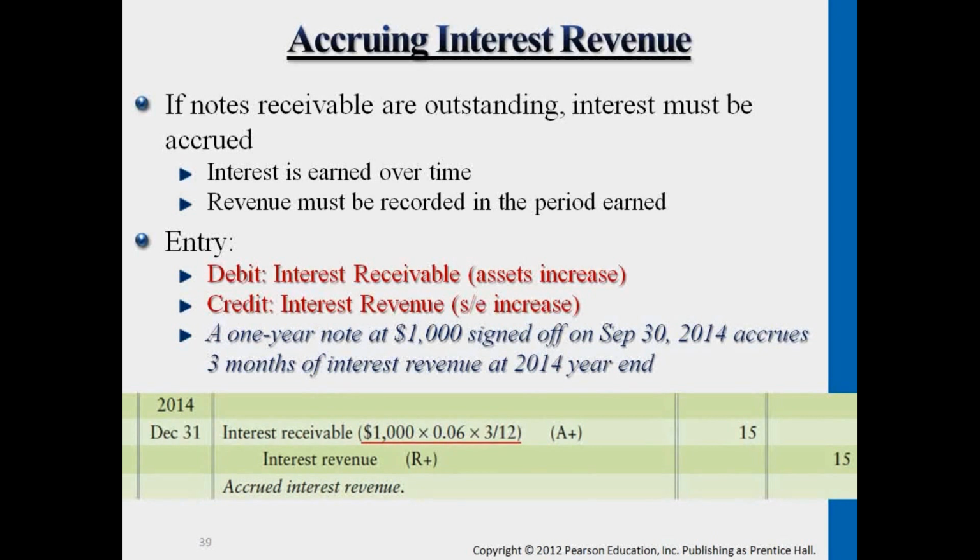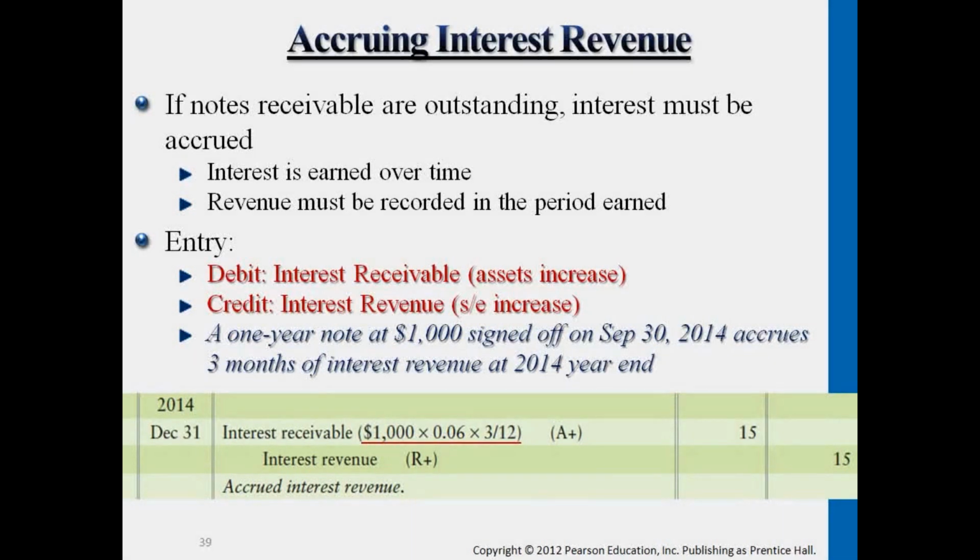If this is a note that's only 3 months, for example, we're just collecting the interest directly at year end. But since this is a note that carries on to next year and the note is not due yet, this is interest receivable for now, because it's not yet cash.